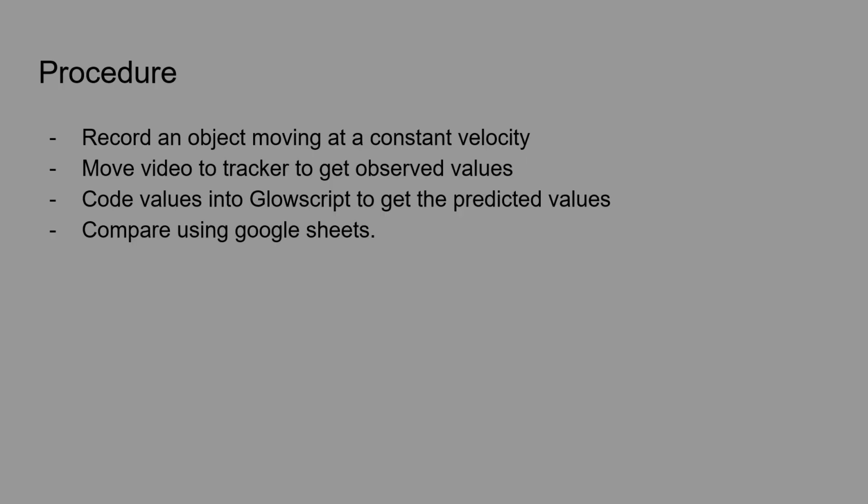The procedure: we attempted to record an object moving at a constant velocity. Then we wanted to move the video to Tracker to get the observed values. After that, we wanted to code values into GlowScript to get the predicted values. Then finally, we wanted to compare the results using Google Sheets and plotting the graph.